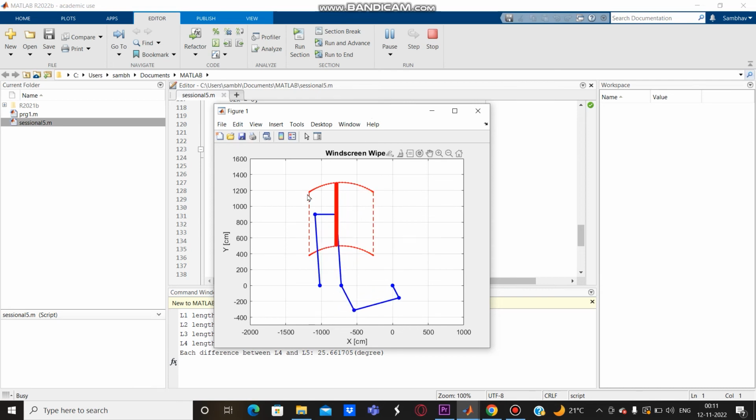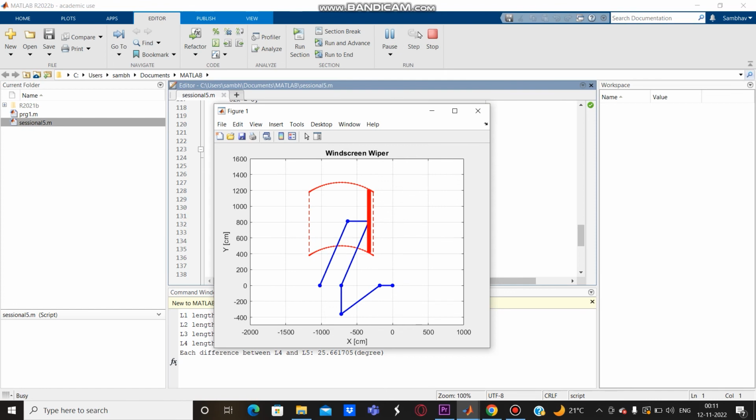The red zone marks the area wiped by the wiper mechanism. This area can be changed by changing the various lengths and the geometrical constraints. However, the geometrical constraints are fixed in the problem, so I am not going to change those. But we can obviously change the lengths of the links. So this is the animation, the red zone showing the area of the wiper.